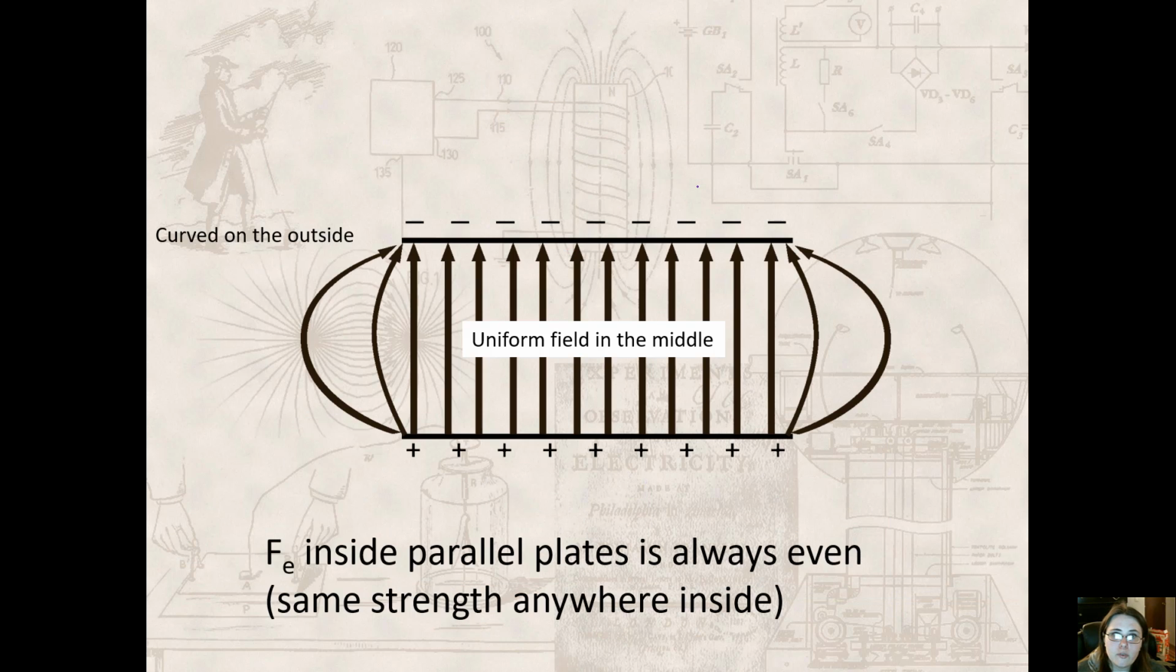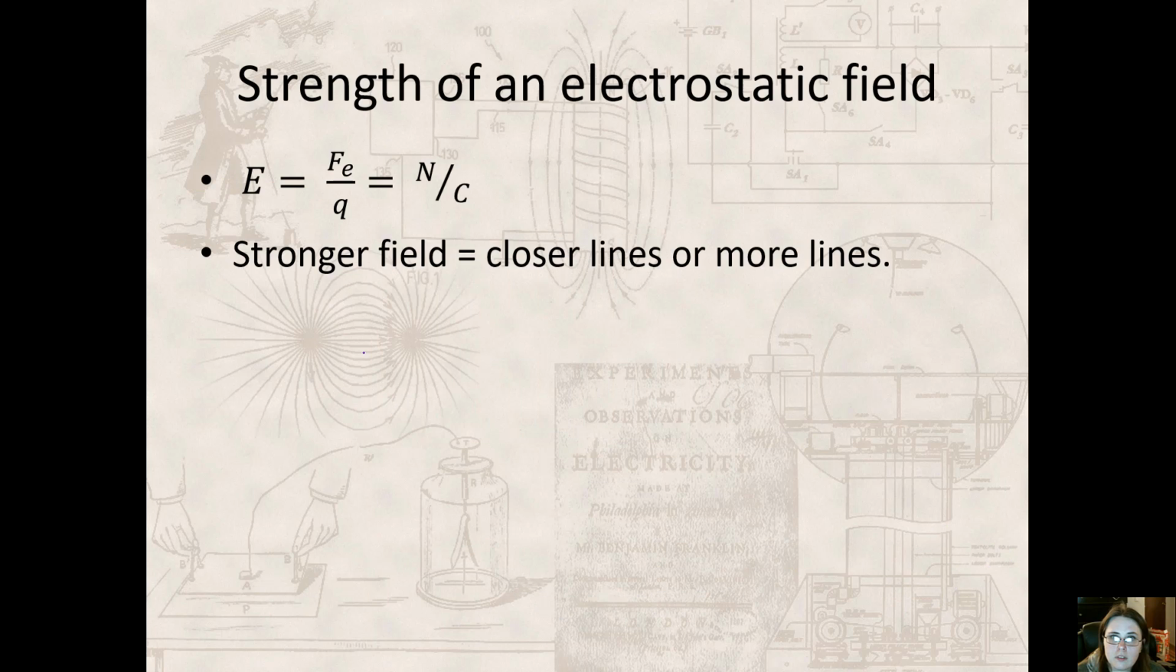For the parallel plates, the field is curved on the outside, and the electric field inside the parallel plates is always even, so the same magnitude. It's only at the edges that it's a little different. The strength of an electrostatic field is E equals the electric force divided by Q, the charge, and it's in newtons per coulomb. The stronger the field, the closer the lines, or more lines.